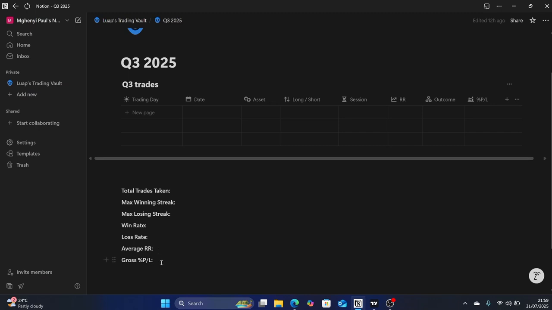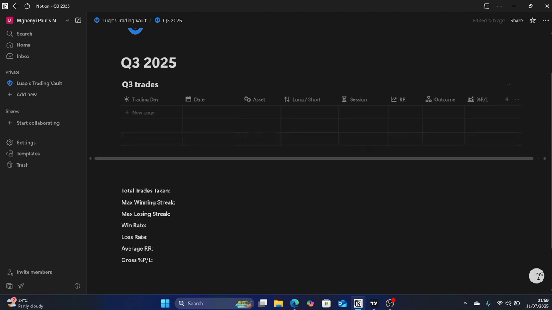And then of course the gross P&L for the Q3 trades. By Q3 I mean July, August, and September. So for the 3 months, what was the gross P&L? Maybe you got 30% of your account, maybe you got 20%, even sometimes 10%. It happens. Yeah, you can have a bad Q3.